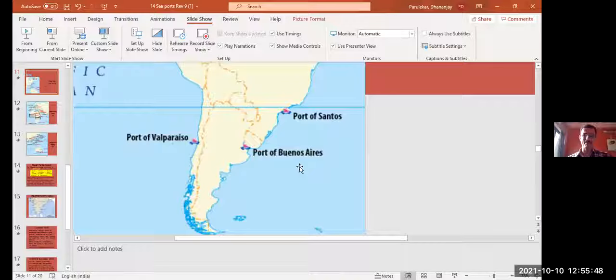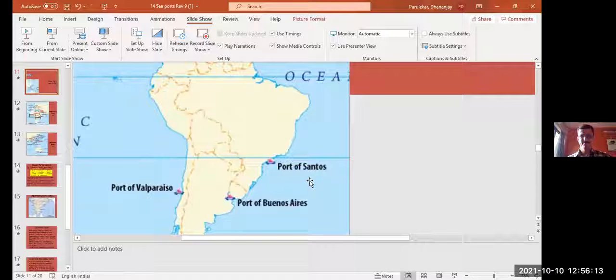Okay, Buenos Aires. Santos. Buenos Aires is in which country? Argentina. What is the capital of Argentina? Buenos Aires. What is the capital of Brazil? Rio de Janeiro. Write down Rio de Janeiro and find out where it is on the map.